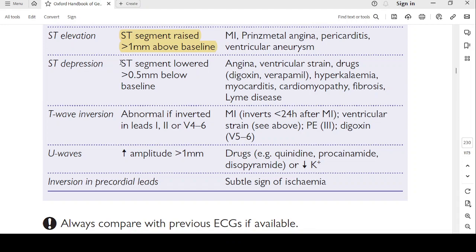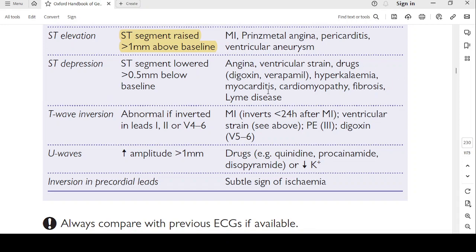ST depression. When do you see an ST depression? ST segment is lowered more than 0.5 millimeters below the baseline. So 1 millimeter is one small square, and 0.5 millimeters is half of the small square. ST depression, the causes could be angina, ventricular strain. Yes, we have seen, right? Strain pattern, ventricular strain pattern, right ventricular, left ventricular strain pattern. So in that there is an ST depression.